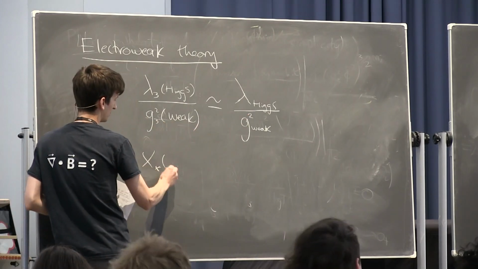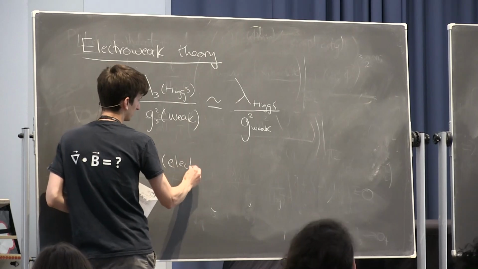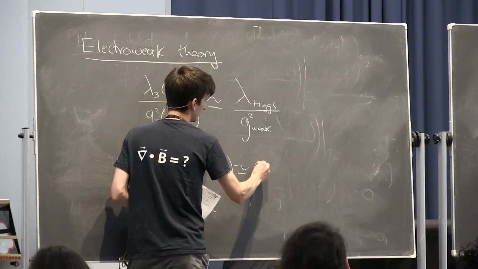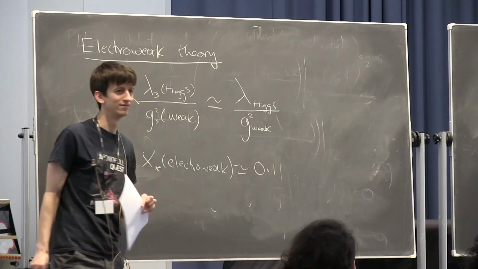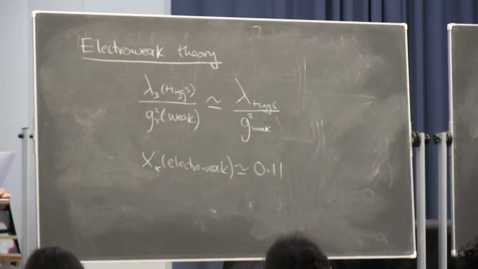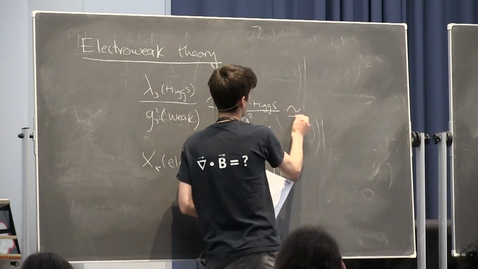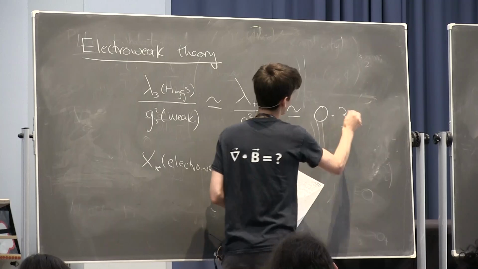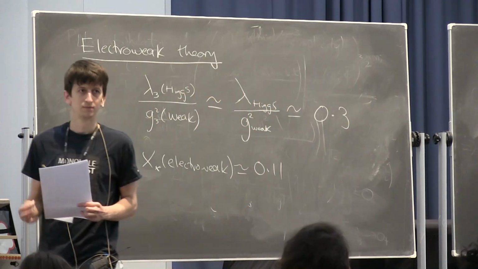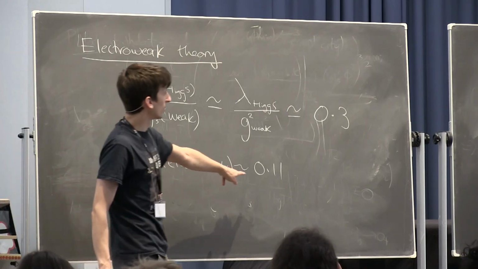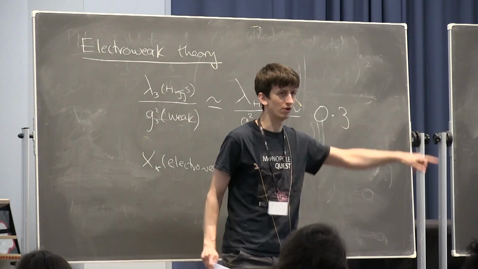And x star for the electroweak theory turns out to be surprisingly small, about 0.11. And in the electroweak theory, lambda Higgs on g weak squared is about 0.3. And you can see 0.3 is bigger than 0.11, which means we're in this crossover region.